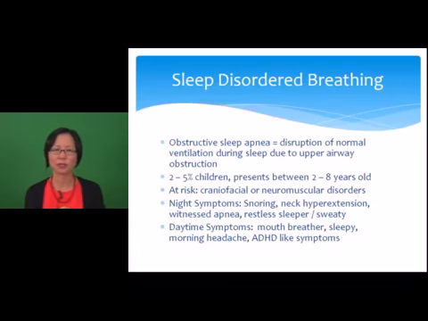And then moving on to sleep-disordered breathing. Sleep-disordered breathing can also cause sleep disturbance. Obstructive sleep apnea is where there's disruption of normal ventilation during sleep due to upper airway obstruction. And this is also very common, up to 5% of children, and it usually presents between 2 and 8 years of age. Now, children with craniofacial abnormalities or neuromuscular disorders often are at highest risk, but even children without these can be at risk.